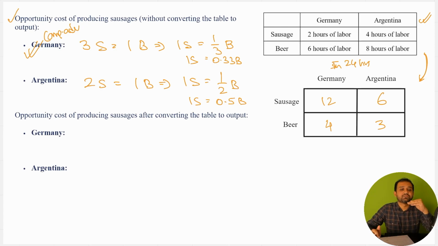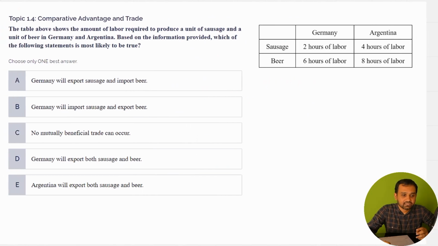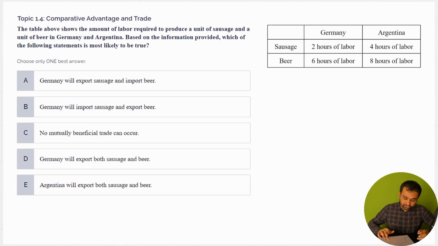So now that we know that Germany has comparative advantage in sausages, we can deduce a few things from there. That must mean Germany is producing and selling sausages. Second, since Germany has comparative advantage in sausages, that must mean Argentina has comparative advantage in beer. So Argentina will be producing and selling beer, whereas Germany will be producing and selling sausages, and each buys what the other is exporting. So if you go back, let's check the answers, potential options.